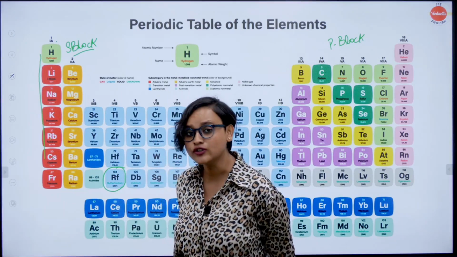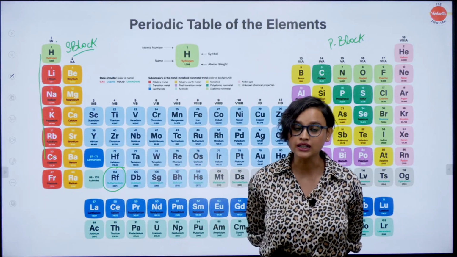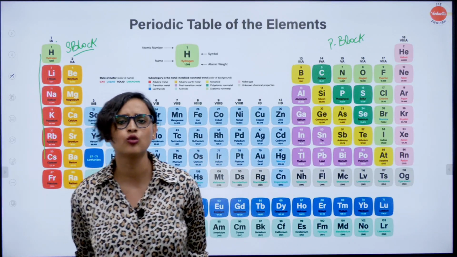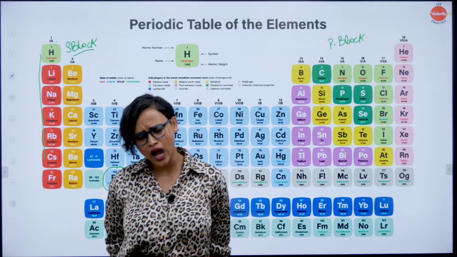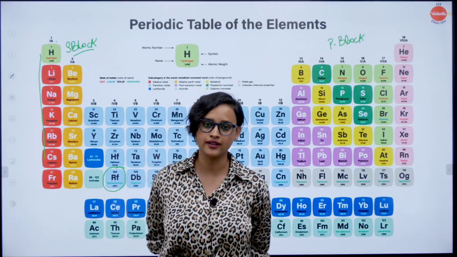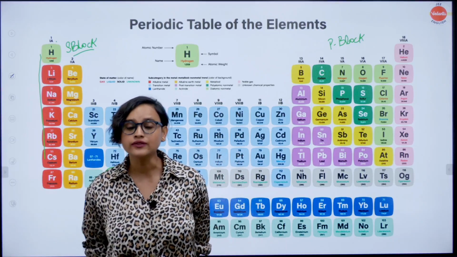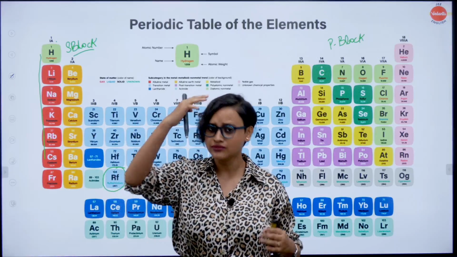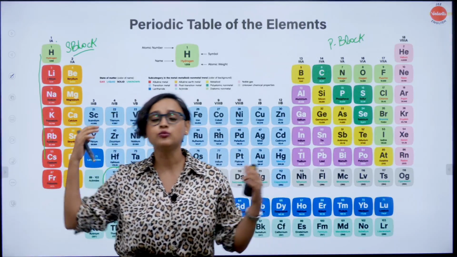So the name Rutherfordium was given by the Americans, and then there was this other country that also wanted to name it after their own scientist. They were like, no, our scientist discovered it, we want our scientist's name, right? So both of them, the Americans and this country, started fighting. I forgot the name of the country, but the story is interesting, so let me tell you.